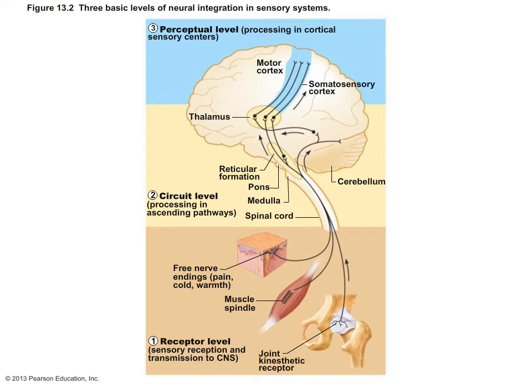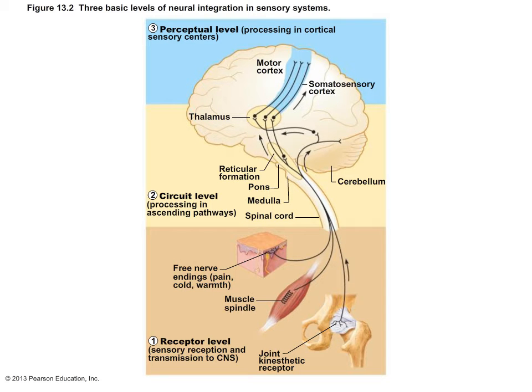So let's start down with number 1 at the receptor level. Remember, receptors can be things like free nerve endings or muscle spindles or proprioceptors that are located within joint capsules. Either way, the stimuli that these receptors detect is transduced into a graded potential and eventually transmitted as an action potential to the spinal cord via sensory neuron.